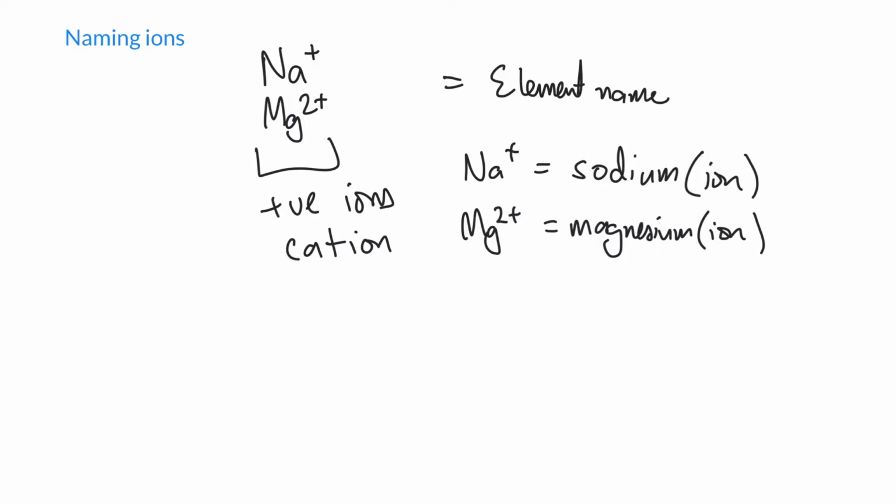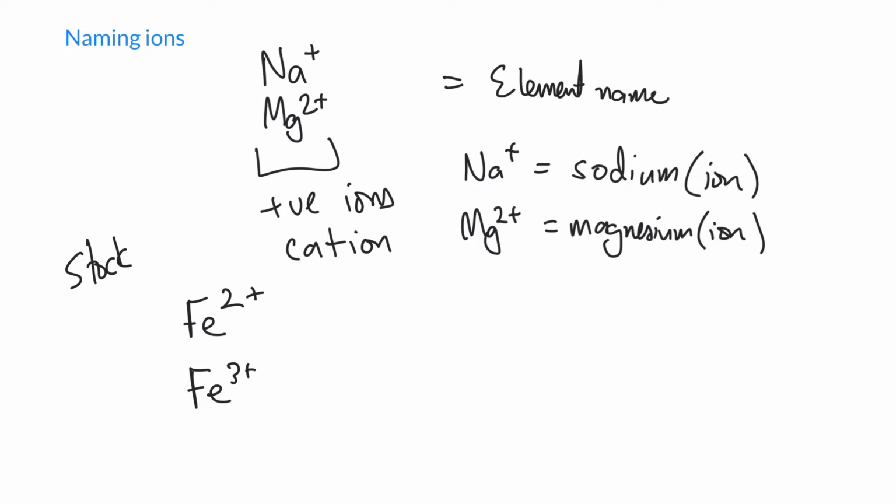Now, the problem is, what happens if you've got one of those variable charge ions? So if you've got iron, remember, iron can be either 2 or 3 positively charged. Remember, you've got iron and you've got copper. Those are the two pairs that you should know. And what we have to use is one of two methods.